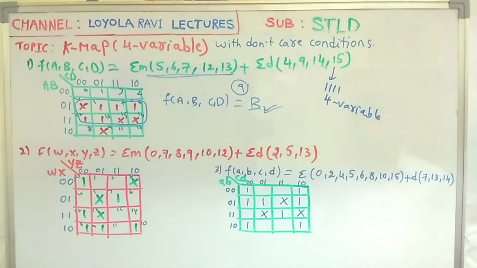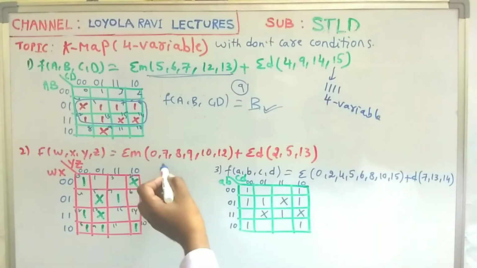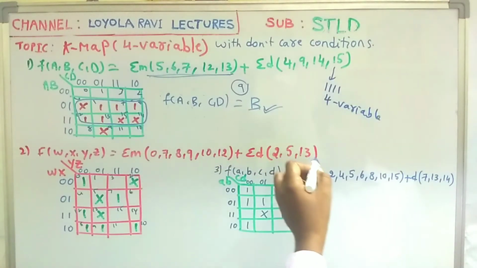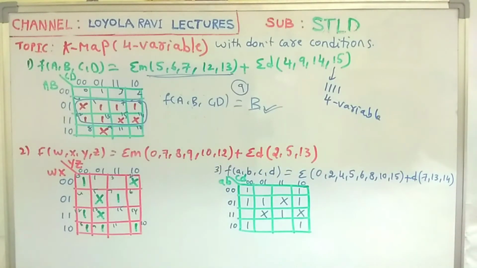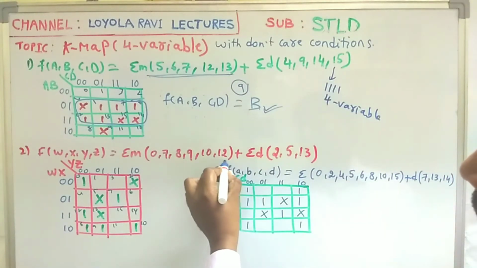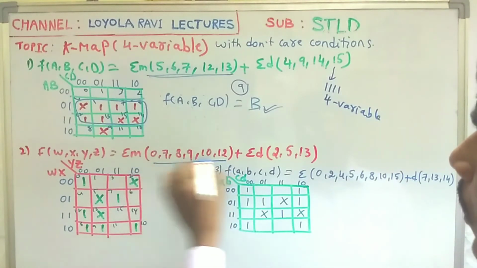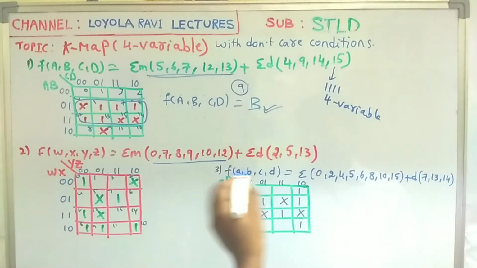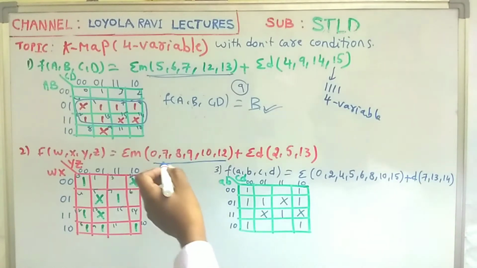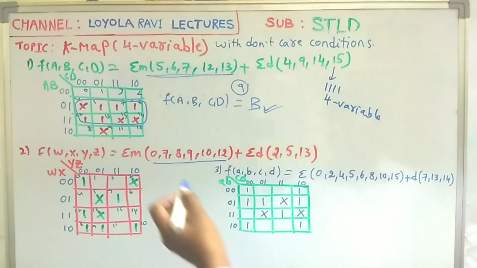After that you have to check for any formation of octet or quad or anything. 1, 2, 3, 4, 5, 6, 7, 8, 9: 9 min terms are there. There is a possibility for an octet. See here, any 8 adjacent ones, there is no possibility. Then go for a quad. Here, my intention is to cover all these min terms, not don't cares. Focus on these min terms.